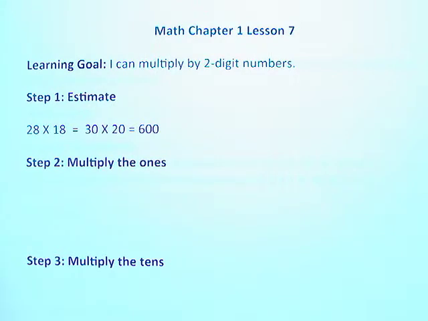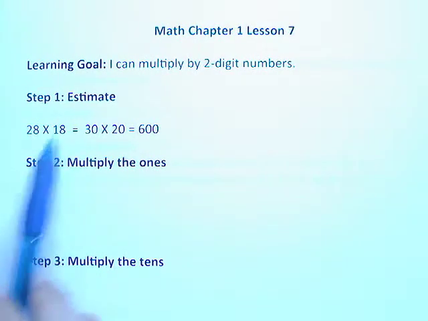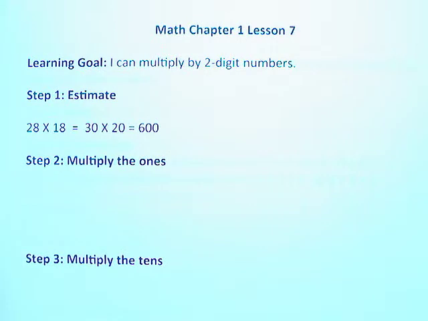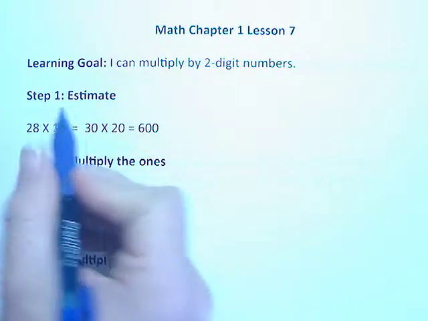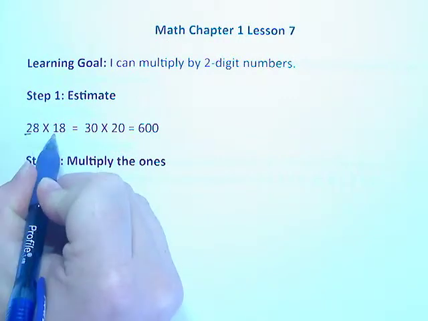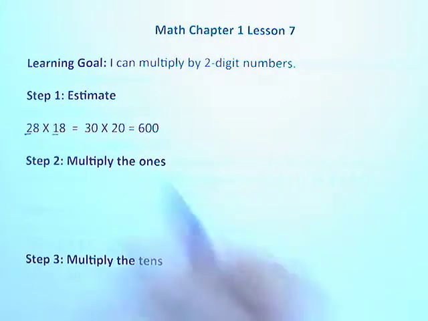All right. As always when multiplying, our first step is to estimate. What do we think our product will be when we multiply 28 by 18? I've already done the estimation for you, but let's go through those steps just as a review. When you're estimating, you round by the largest digit in the number.